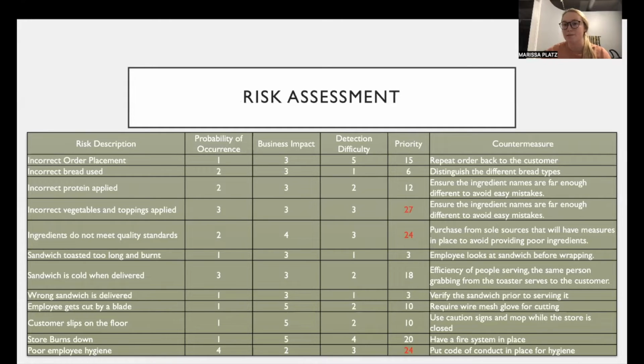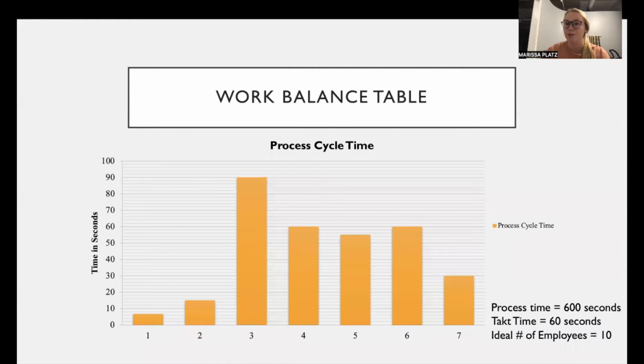And the risk assessment is something that we need to take into consideration while we're looking for a root cause and looking for the process improvement.